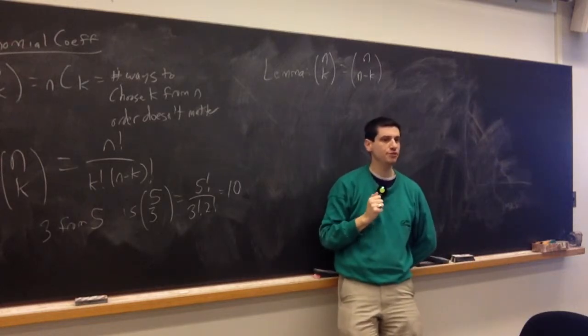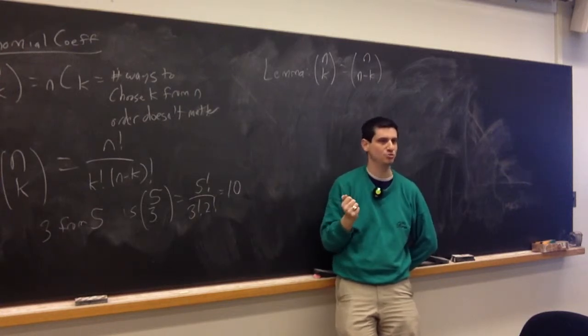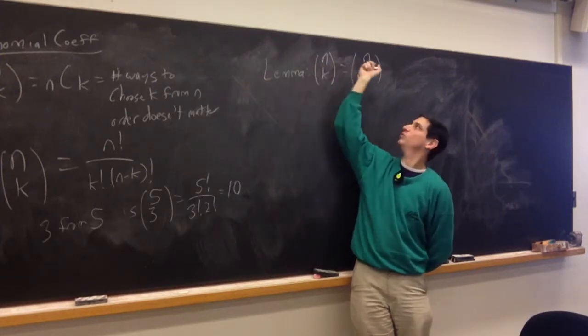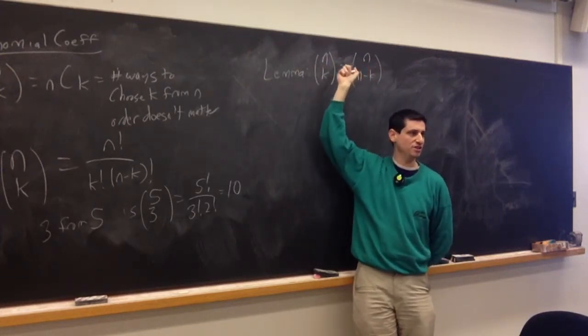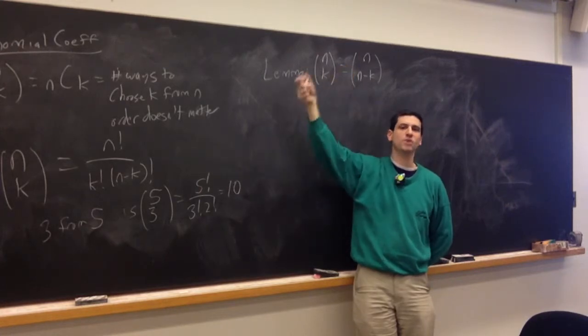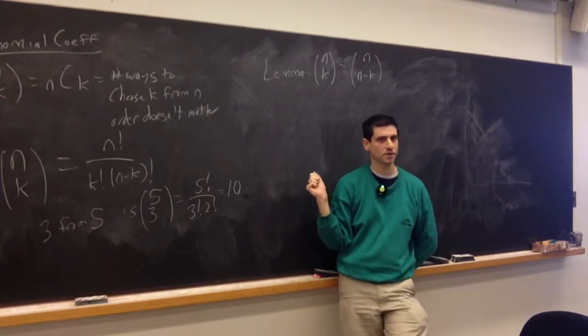There are a lot of different proofs. The most unenlightening is the one that I will not do in class. It's algebra. Write down what n choose k is from the definition. Write down what n choose n minus k is from the definition. And then just show that the two are equal. You know, if you cross multiply and play with the algebra, eventually they will turn out to be the same.